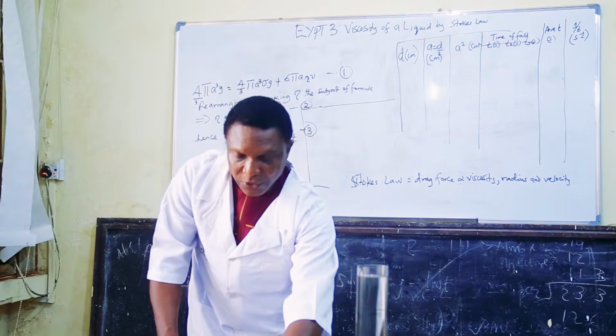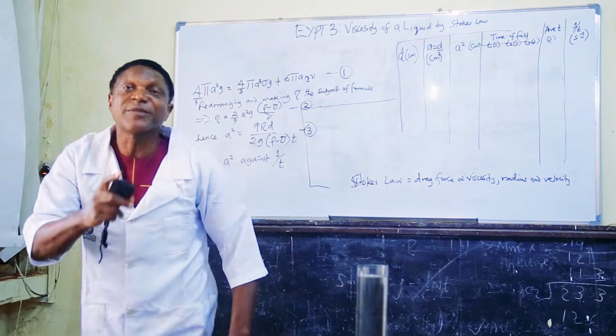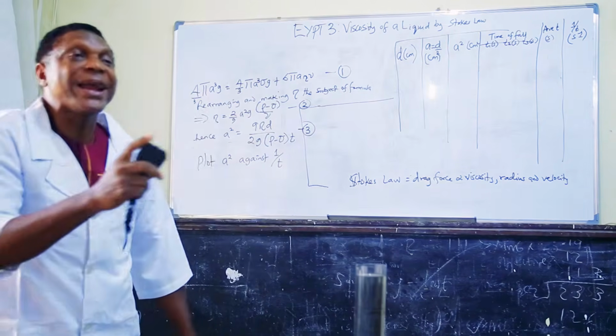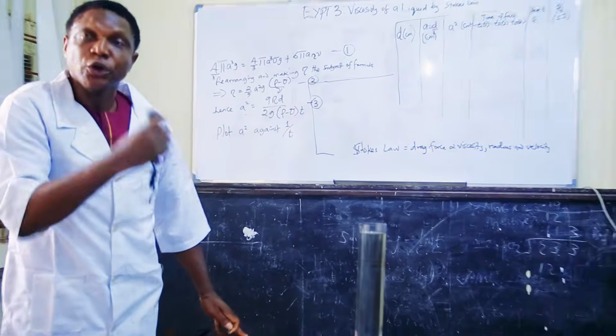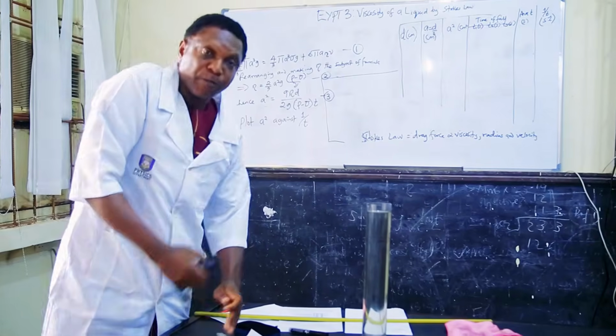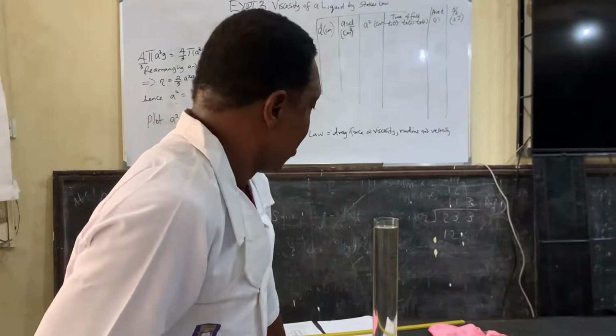So what you do is you get your ball, and please take note that in this experiment, you must be conscious enough to avoid error of parallax. You do not stand this way and say you want to take a measurement. Your eye must be level, at the same level with the beginning of the thread.